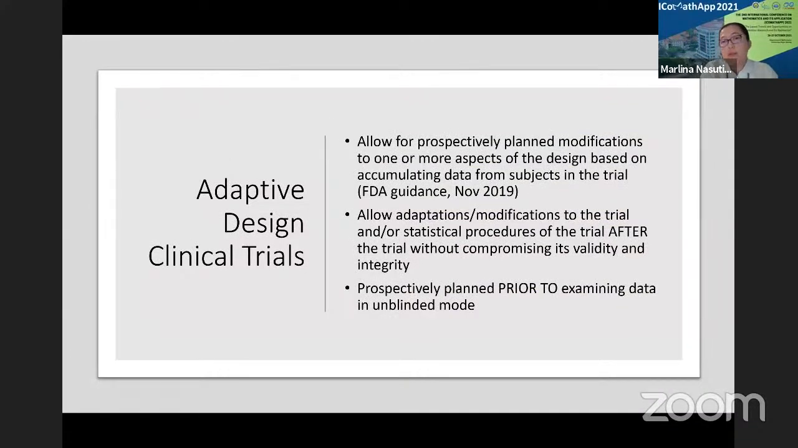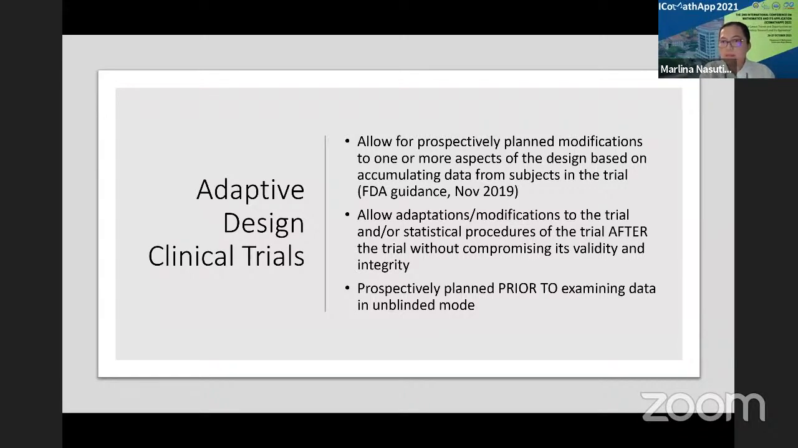Now, based on FDA guidance, adaptive design clinical trials, basically it is defined as a design that allows for prospective planned modifications. So prospective and planned modification, perubahan-perubahan yang direncanakan dan bersifat prospektif. Perubahan itu bisa satu, bisa lebih dari satu dari desain studi Anda.